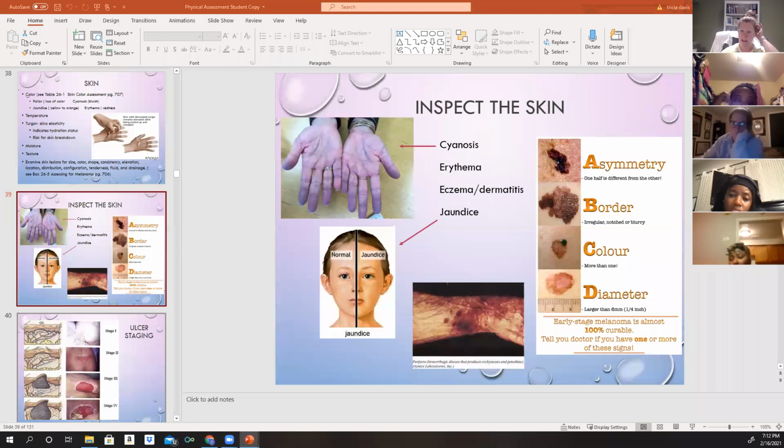So you just want to make sure that if that patient tells you that they have had a mole or that anything's changed, if it's gotten larger or it's changed colors, you would want to contact the doctor and let them know, or you want to encourage the patient to follow up on that, okay? Important stuff there.